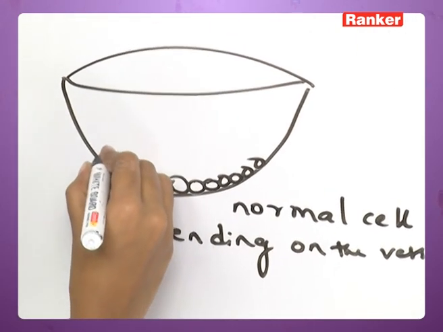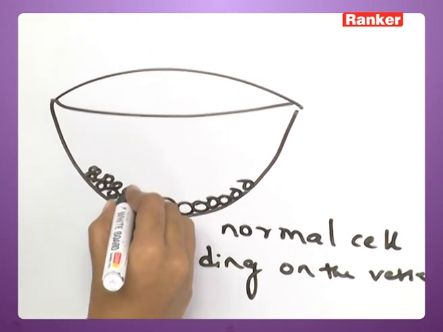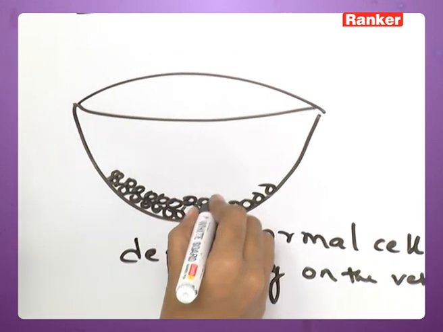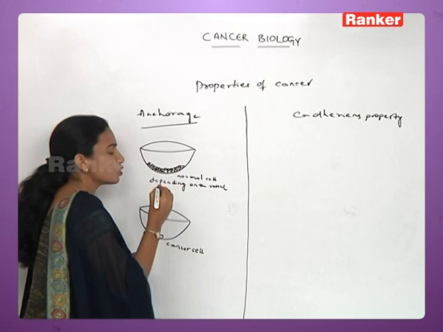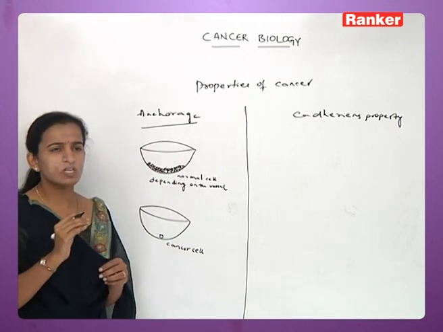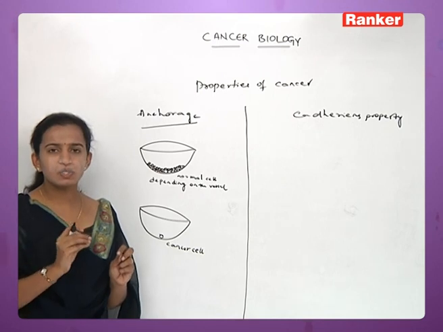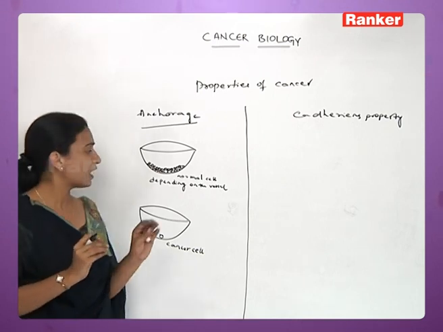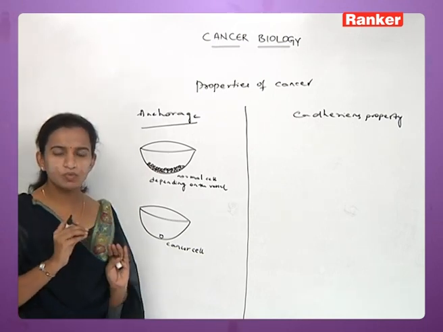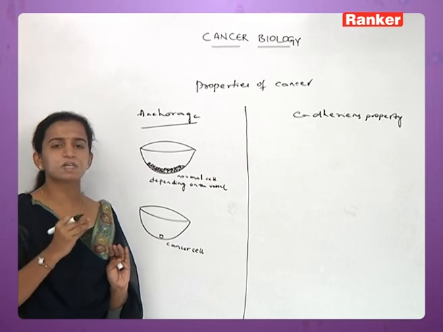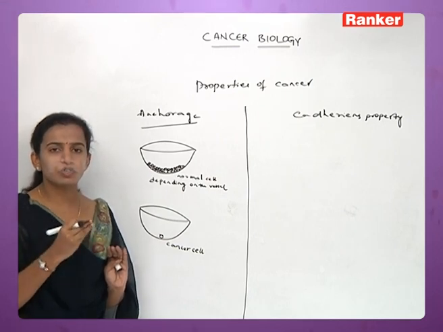So this is what happens in the normal cell, and there is no space between the cells, so there is no tremendous growth in the normal cell. They divide in a uniform manner, and there is no space present between the two cells, so there cannot be a tremendous sort of division.